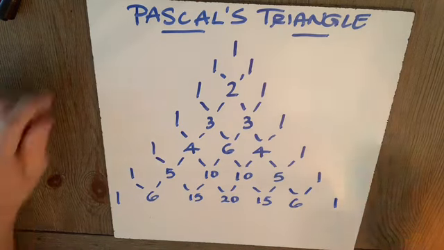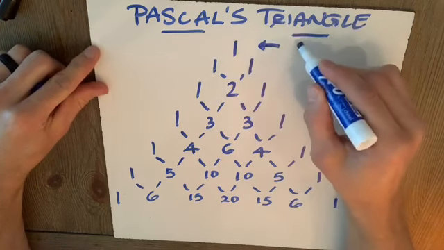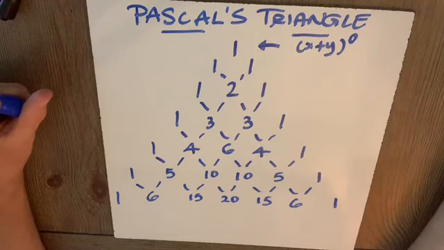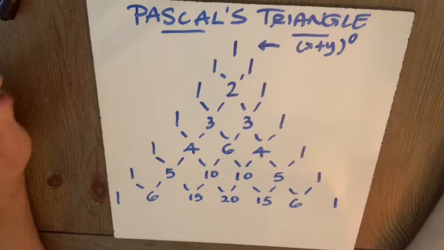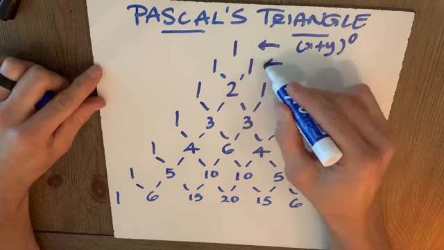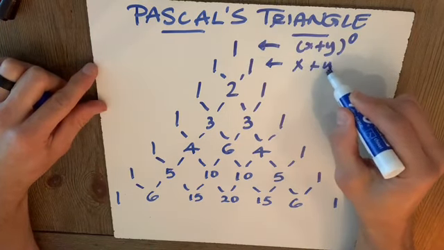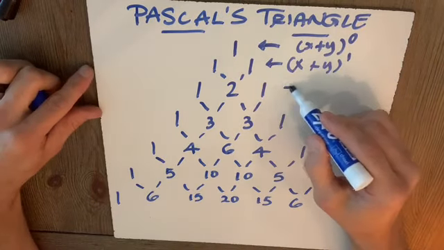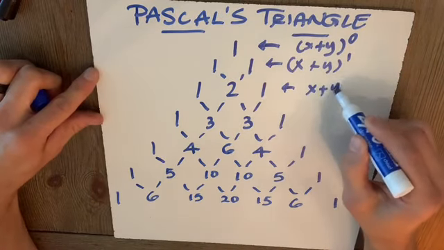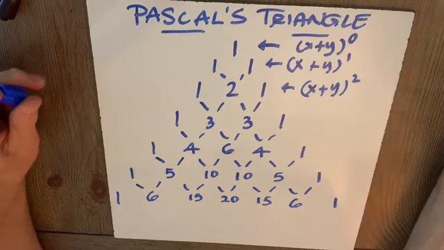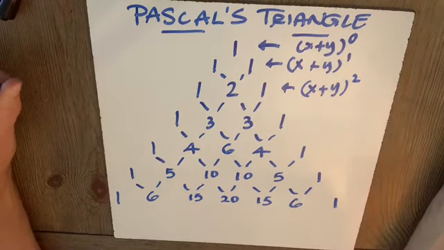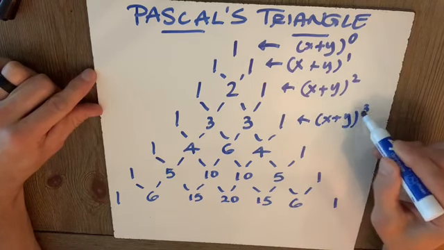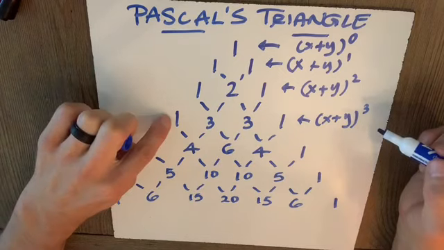Now, these are the binomial coefficients when I have, say, x plus y to the 0 power. I'm going to get 1. If I put x plus y to the first power, I get x plus y. If I expand x plus y to the second power, I get 1, 2, 1. That's when we FOIL. How about x plus y to the third power when n is 3? Then I get 1, 3, 3, 1.